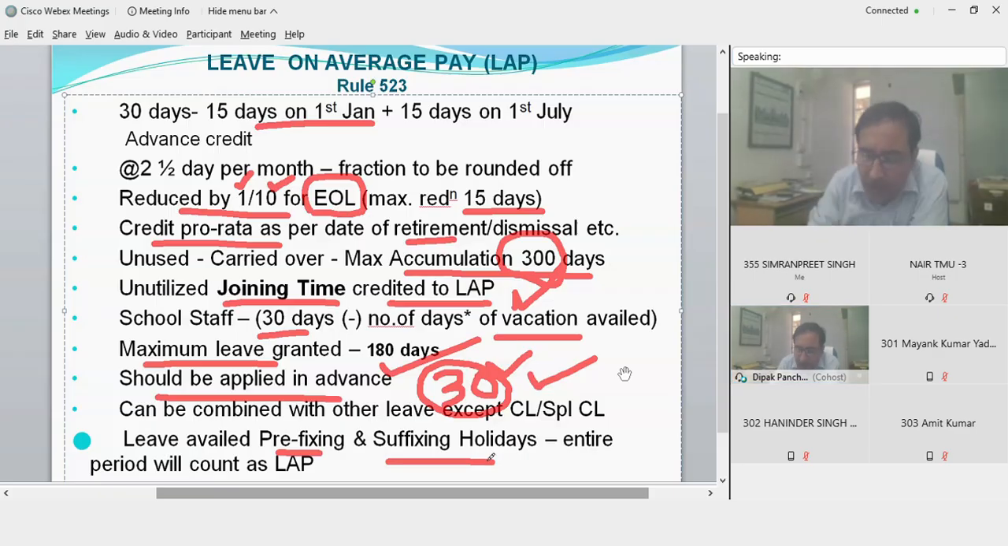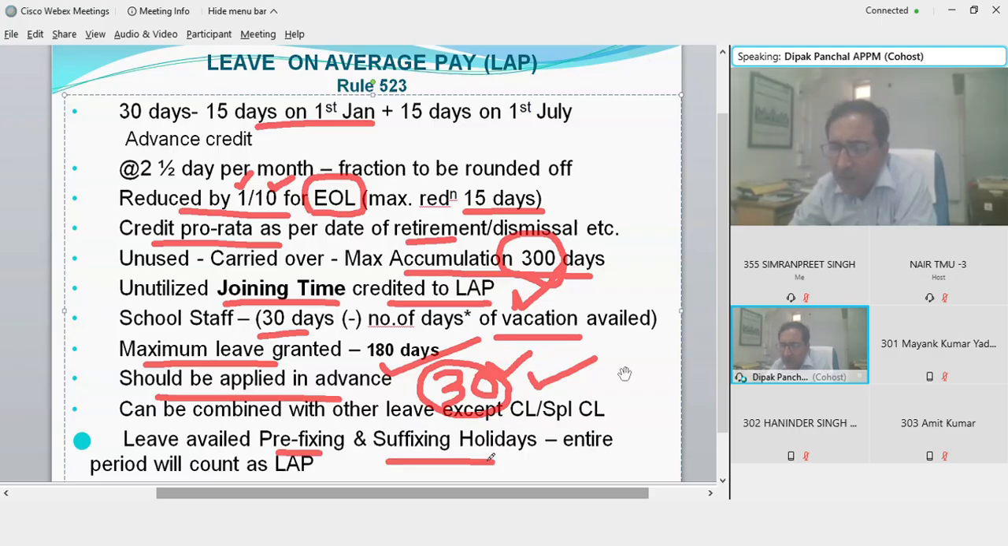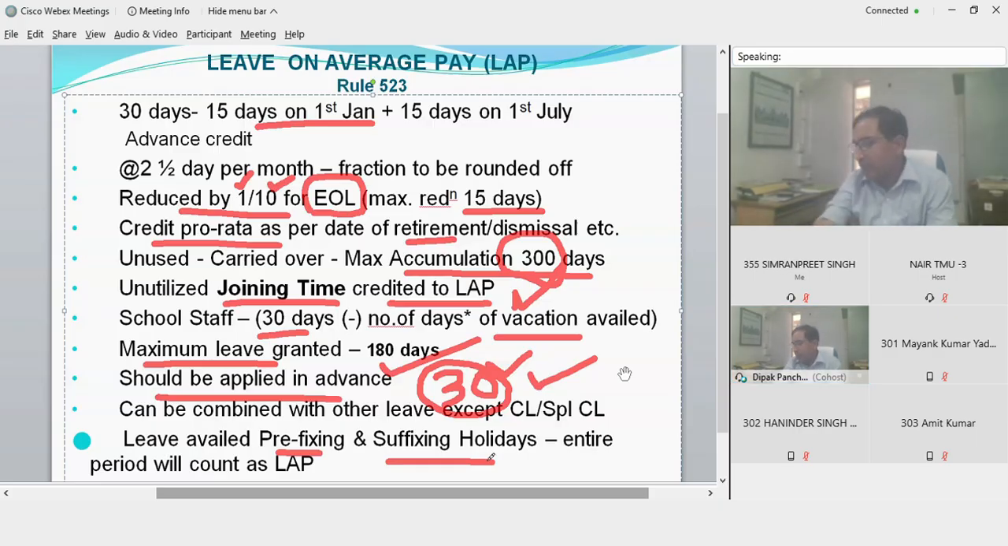Yeah, we are talking about the suffixing and prefixing of holidays. Supposing an employee is availing leave from Monday to Friday, that is 5 days, he can enjoy prefixing Saturday, Sunday and again suffixing Saturday and Sunday. So by taking 5 days of LAP, he can enjoy all the 9 days of vacation, in case he is posted in the administrative offices where a 5 day week is observed.